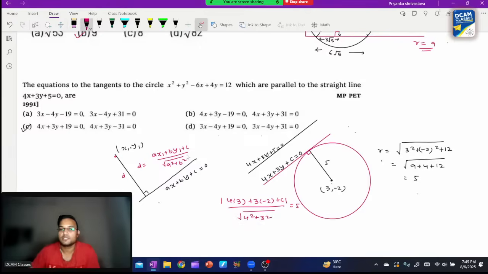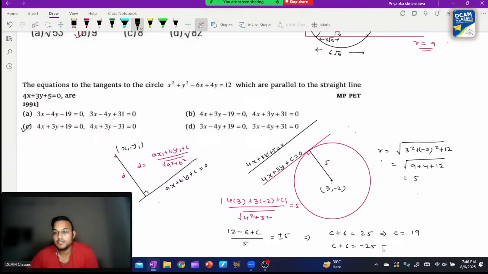Actually, this is a modulus. Two equations you are getting because of this. (12 minus 6 plus c) by 5 is equal to plus or minus 5. So you'll get c plus 6 is equal to 25, or c plus 6 is equal to minus 25. So the c values you will be getting are 19 and c is equal to minus 31. So the two equations of tangents you'll get are either 4x plus 3y plus 19 or 4x plus 3y minus 31.